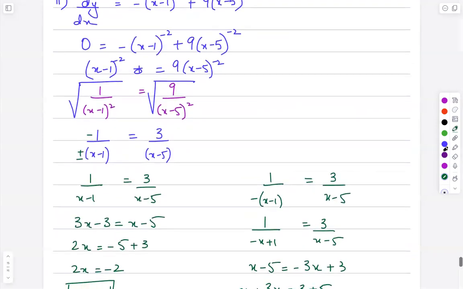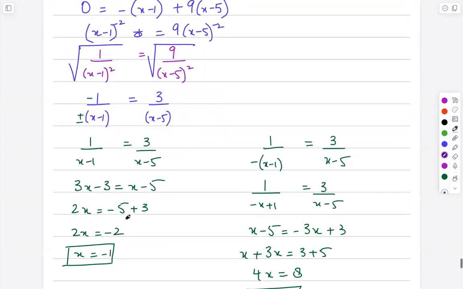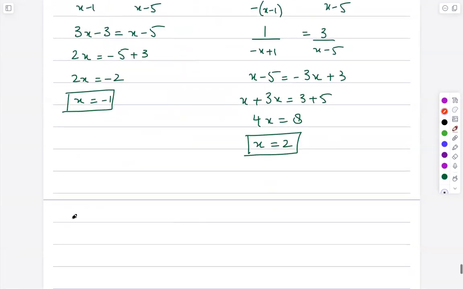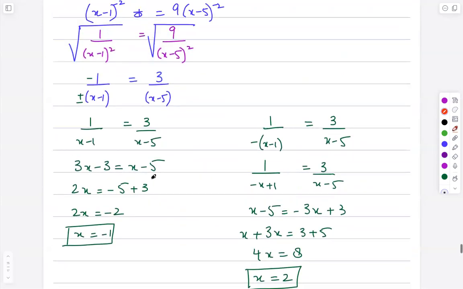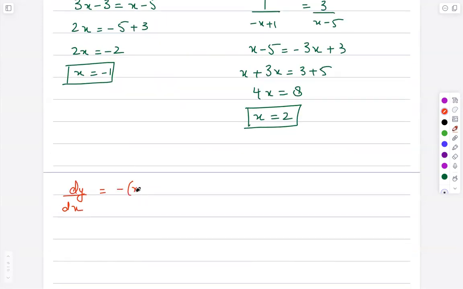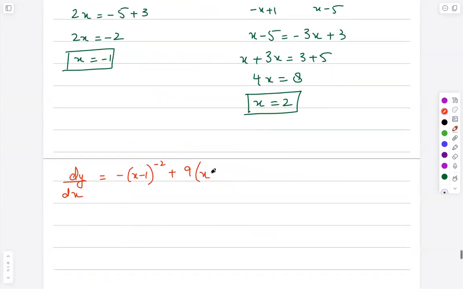Now, as we will also have to find the nature of each of the stationary points, we'll first have to find the double derivative. Finding the double derivative, we'll have to differentiate the function for dy dx again. Now, the function for dy dx was minus (x minus 1) to the power minus 2, plus 9 into (x minus 5) to the power minus 2.